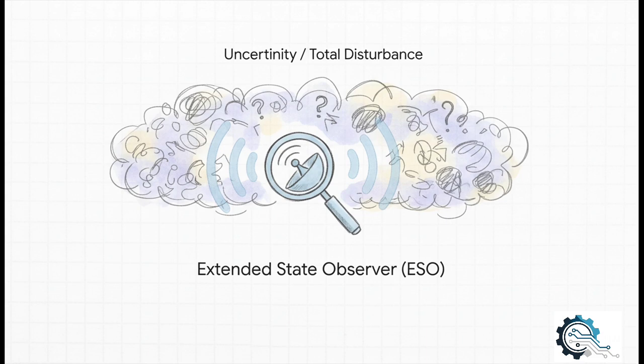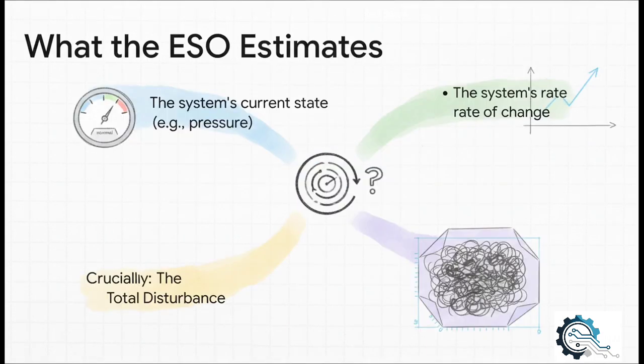It literally makes the unknown known. So what is this observer actually figuring out? It's constantly spitting out three critical pieces of information. First, the system's current state. What's the pressure right now? Second, its rate of change. How fast is that pressure going up or down?